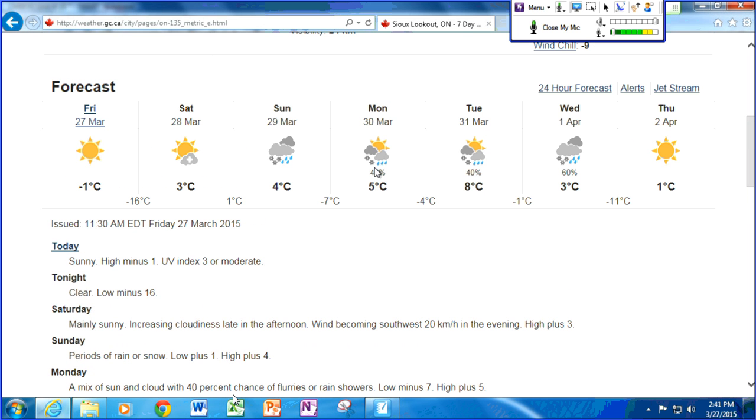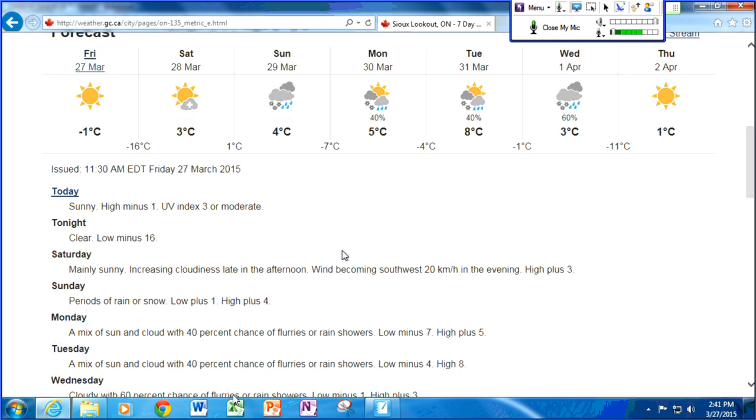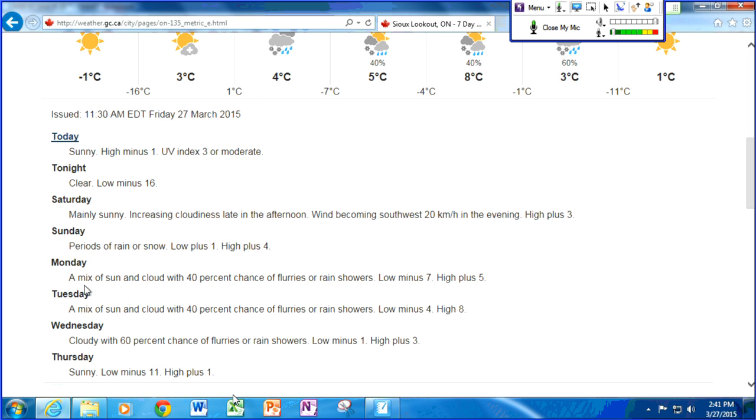Well, I don't know what it's going to be. It's got clouds, it's got a sun, it's got some rain, it's got some snowflakes, and then it's just 40%. So there's a 40% probability that one of those things is going to happen. So let's see what it says. A mix of sun and cloud with a 40% chance of flurries or rain showers. Okay, so there you go.